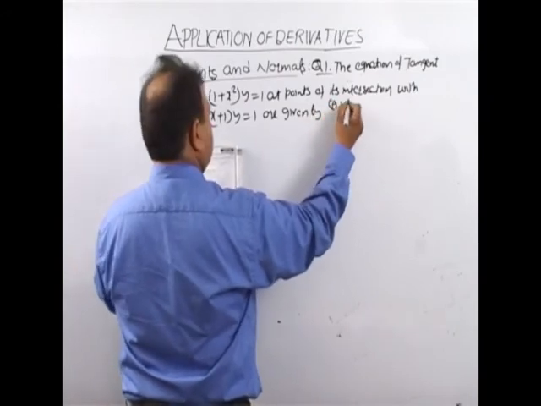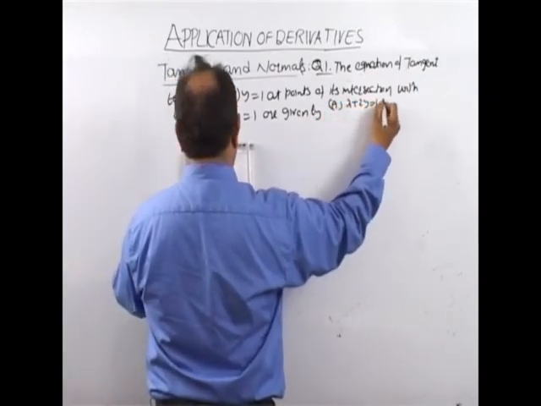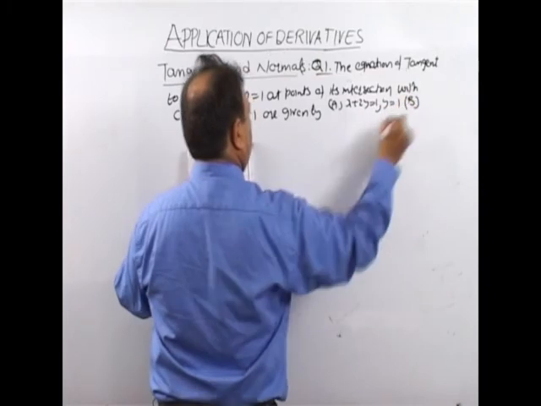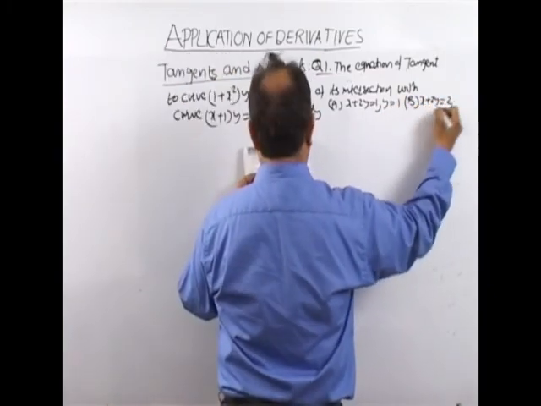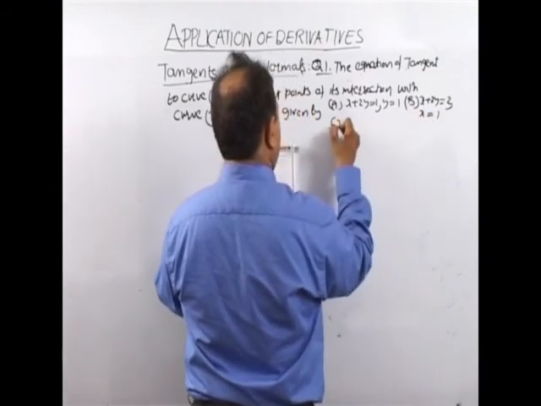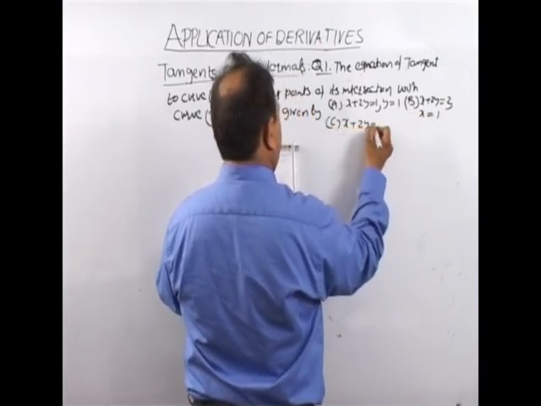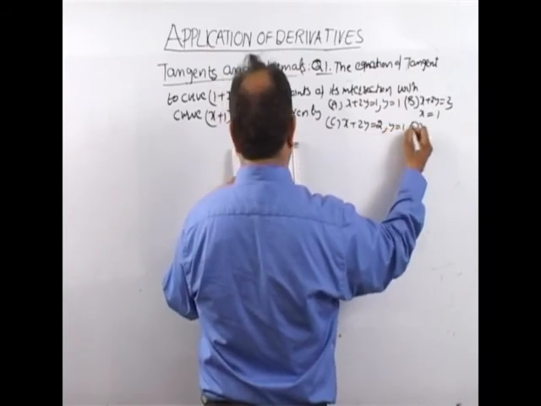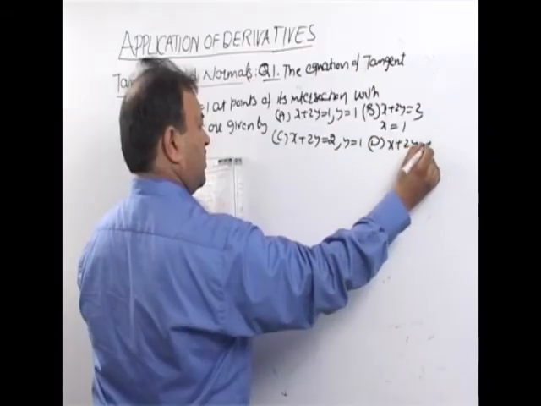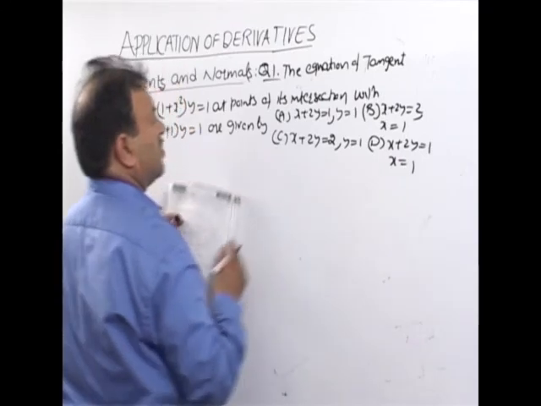Option A is x plus 2y is equal to 1, y is equal to 1. B, x plus 2y is equal to 2, x is equal to 1. C option is x plus 2y is equal to 2, y is equal to 1. D, x plus 2y is equal to 1, x is equal to 1.